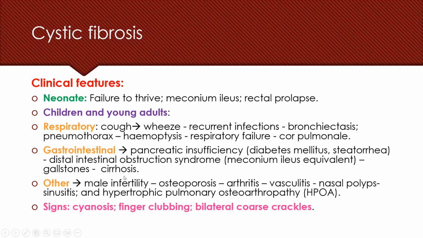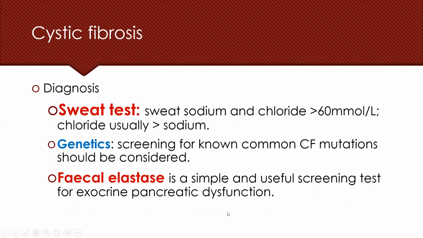Other features include infertility or subfertility, osteoporosis, arthritis, vasculitis, nasal polyps, sinusitis, and hypertrophic pulmonary osteoarthropathy. And with hypertrophic pulmonary osteoarthropathy, you'll find swelling in the wrist of this patient, which is a painful swelling. It will be mentioned to you like that in the question banks that you have. The signs include cyanosis, finger clubbing, and bilateral coarse crepitations. How can we diagnose cystic fibrosis?